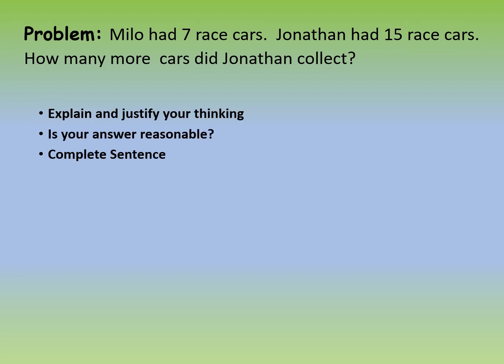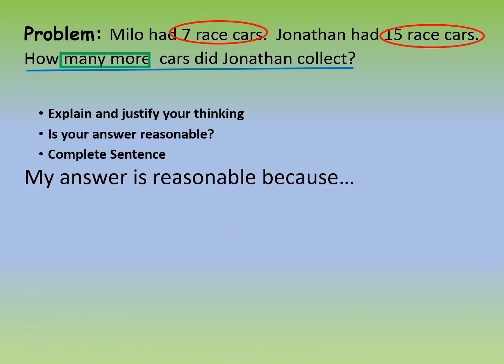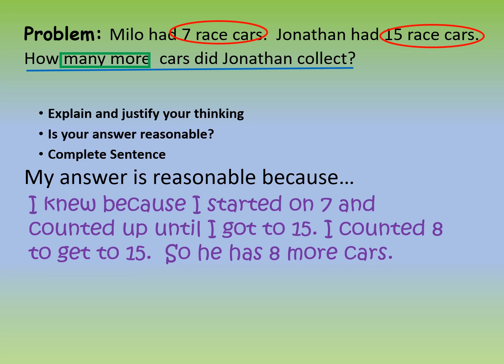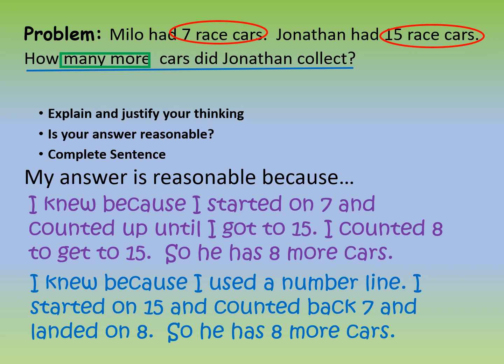We're at the C for checking your work. Make sure you explain and justify your thinking, your answer is reasonable, and you write in a complete sentence. My answer is reasonable because I started on 7 and I counted up till I got to 15. I counted 8 to get to 15. So he has 8 more cars. I knew because I used a number line, I started on 15 and I counted back 7 and landed on 8. So he has 8 more cars.